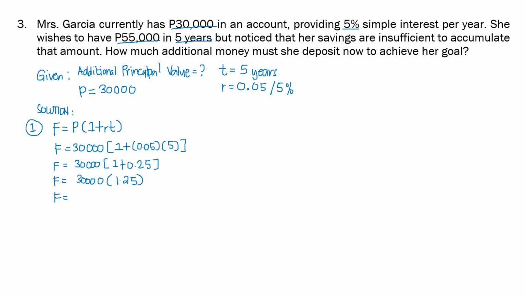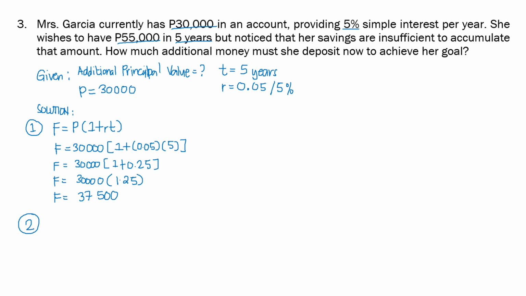So the future value is 37,500. So it means after 5 years, kung 30,000 ra ang i-deposit ni Mrs. Garcia after 5 years at 5% nga interest rate, 37,500 ra iyang makuha. Pero ang iyang gusto is 55,000 man. So ang atong first step is solve for the future value if 30,000 ra iyang ihulog.